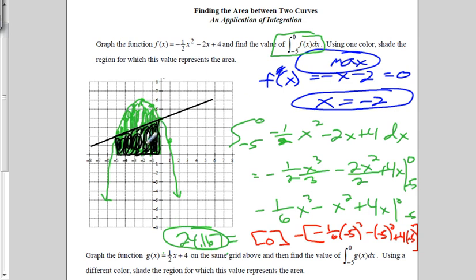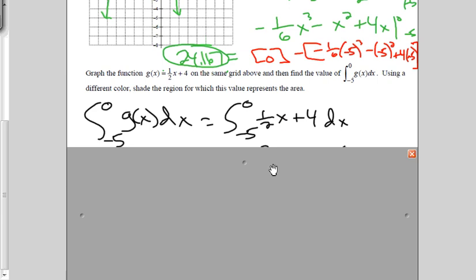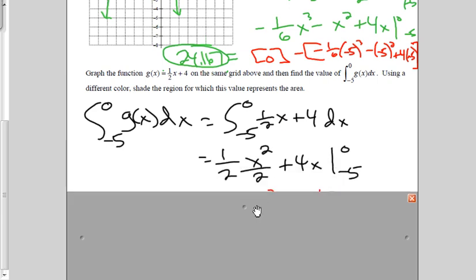So there's the graph of the line, and in black that's the shaded region. So that represents the integral from negative 5 to 0 of g of x dx. All right, let's actually go through and find that, taking the antiderivative and then evaluating using the fundamental theorem of calculus. So let's first just write in g of x and dx in there. Let's go through and take the antiderivative.